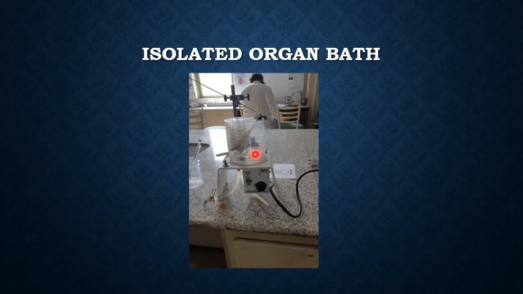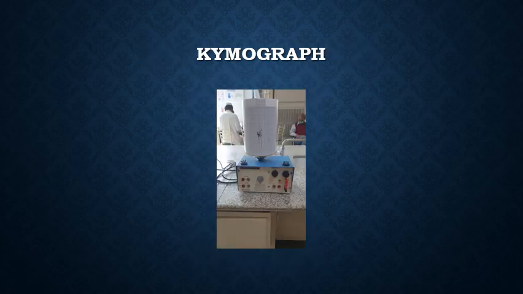That is basically known as an organ bath, in which the experiment is performed. Coming to the other part of that experiment, that is a kymograph. It is basically equipment with a drum. Over the drum the paper is placed. The other end of the pointer is attached to it, and that pointer moves on the kymograph.